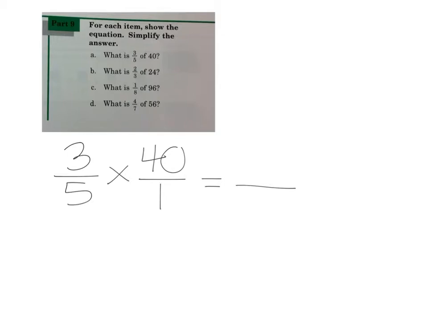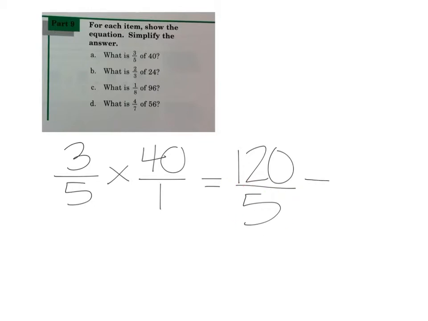So to multiply straight across the top, I'm going to do 3 times 40, which is 120. So I'm going to put that right there. And then straight across the bottom, 5 times 1 is 5. This is where we were talking about needing to simplify, because if I just left my answer as 120 over 5, then that's not simplified, that's an improper fraction. I remember that the fraction line can also mean divided by. So I can say 120 divided by 5.